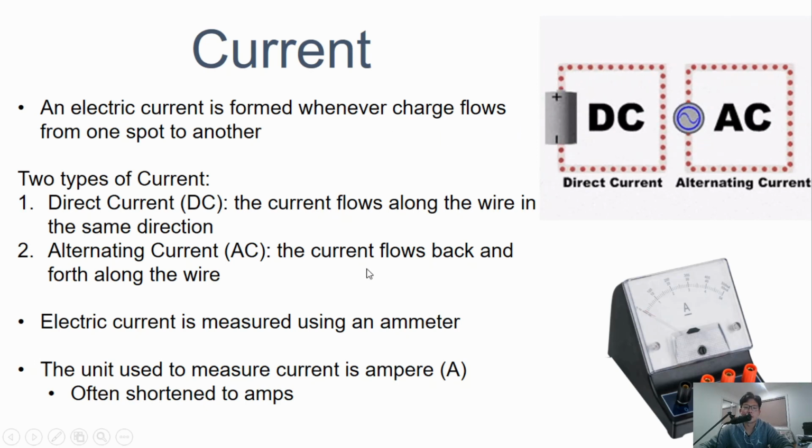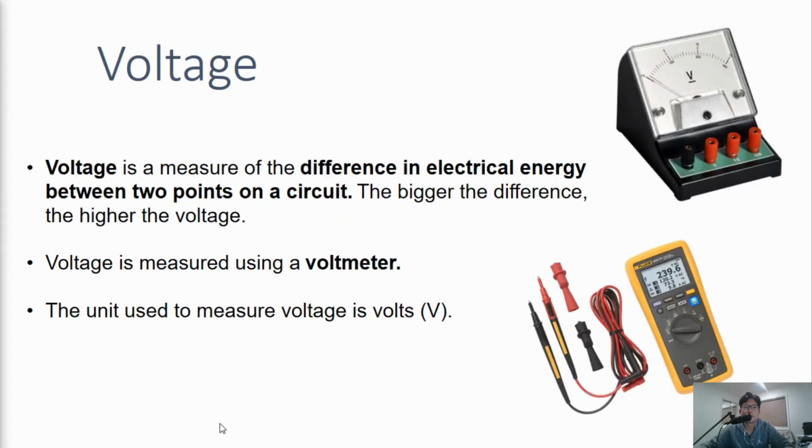Alright, so electric current is measured using an ammeter. An ammeter looks like one of these. Hopefully we will be using one of these in the future if we're back in term 2. If not, we might not be able to have a chance to use those. And the unit used to measure current is ampere, and the symbol is A, and it is often shortened or called amps.